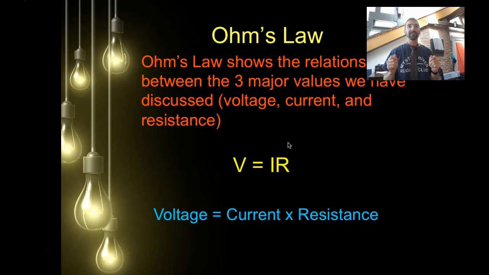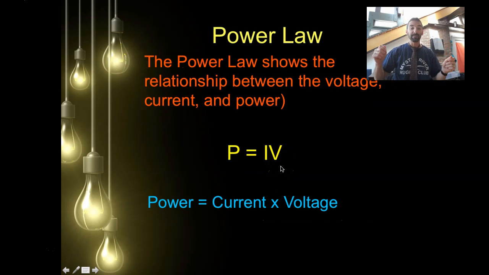Twinkle, twinkle, little star. Voltage equals I times R. Splishy, splashy in the sea. Power equals I times V. Now I know my ABCs.